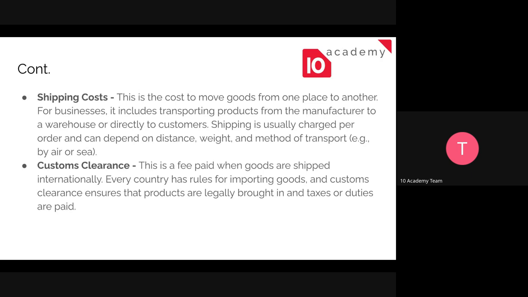So the next one is customs clearance. This is a fee that's paid when goods are shipped internationally. Every country has rules for importing goods, and customs clearance ensures that products are legally brought in. It's like taxes or duties that are paid for a certain product.